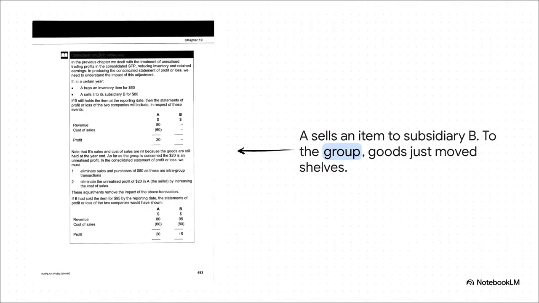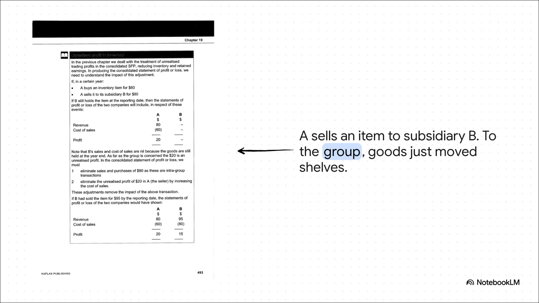And this example really drives the point home. Let's say Company A buys some inventory for $60. Then it turns around and sells that same inventory to its own subsidiary, Company B, for $80. Now, on its own books, Company A just recorded a sale and a nice $20 profit. But has the group actually earned anything yet? Nope, not a dime. The goods have just moved from one warehouse shelf to another.